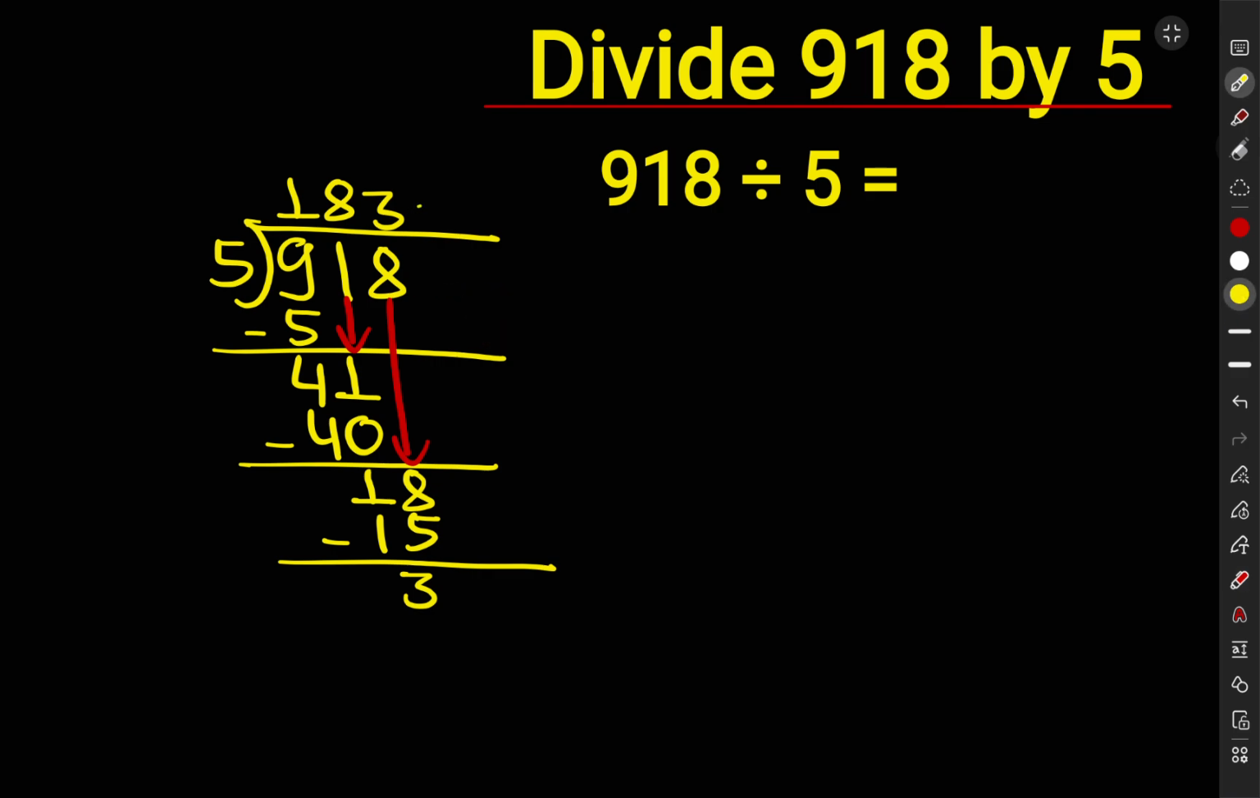So we put a decimal here, so that we can put 0. So it is 30 and 5 times 6 is 30. On subtracting we get 0.